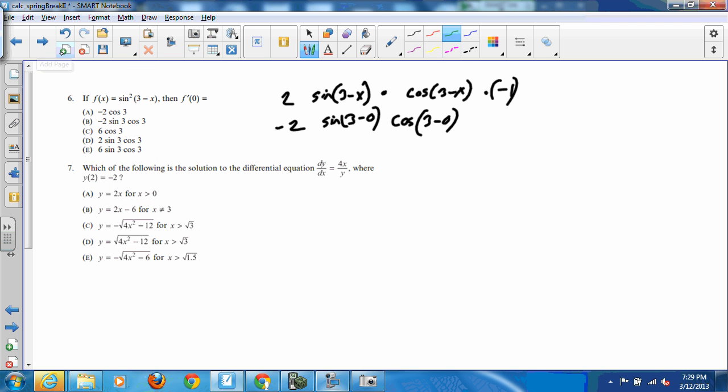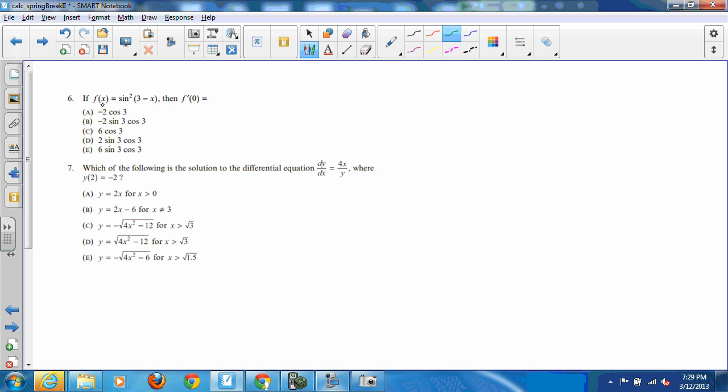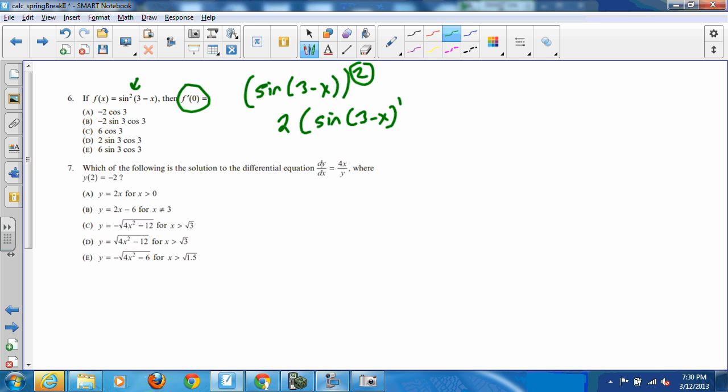Alright, moving right along. They want us to find the derivative and evaluate it at 0. Just a quick pointer. Remember that square, when it's like that, it indicates that the entire quantity of sine is squared. So this is a chain rule. The big picture is we're taking the derivative of something to the second power. So 2 times sine of 3 minus x to the first power, right? Which we normally don't write.